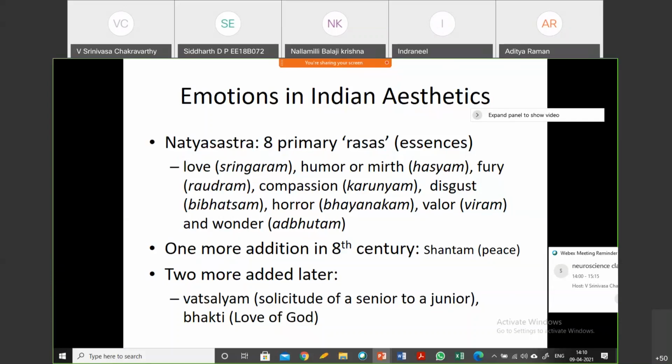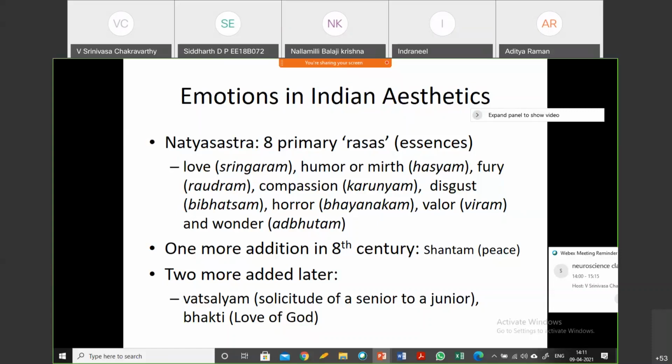Then a few more emotions have been added to this list. I'm just using the word emotions because it's convenient. Otherwise, we'll start splitting hairs about what is the correct term for emotions and things like that. So in the 8th century, apparently, another emotion called Shantam was added to the list. And 2 more were added later: Vatsalyam, that is a kindness or a kind of empathy that a senior person feels towards a junior person, especially a teacher towards a student. And then bhakti, which is love, but love of God.